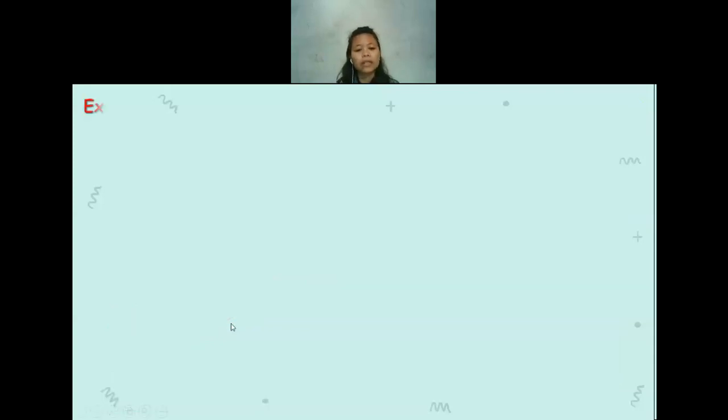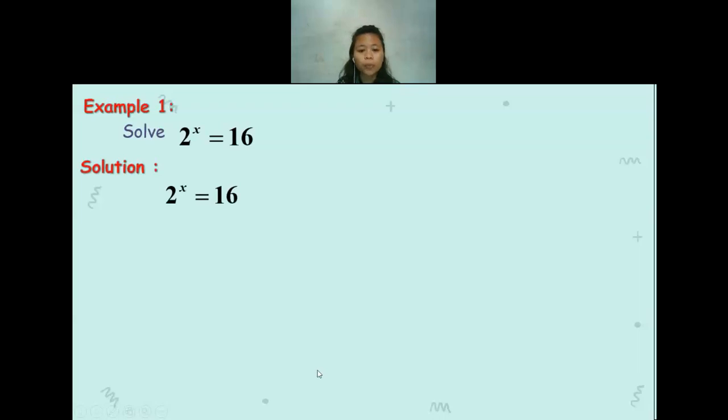Okay, while waiting for you to open it, now we are going to continue to the exponential equation. What is an exponential equation? Exponential equations have algebraic indices combined with numbers. From there, we are going to simplify or find the x. How do we find the x?